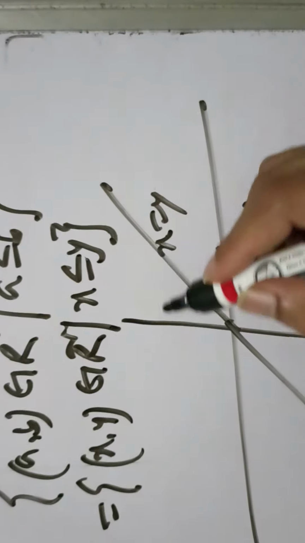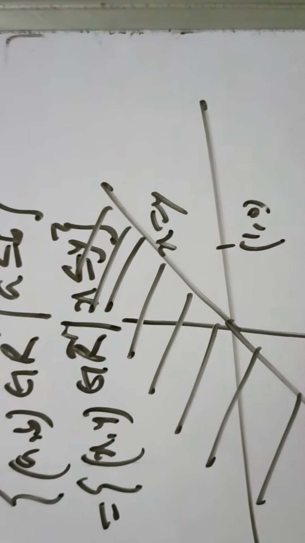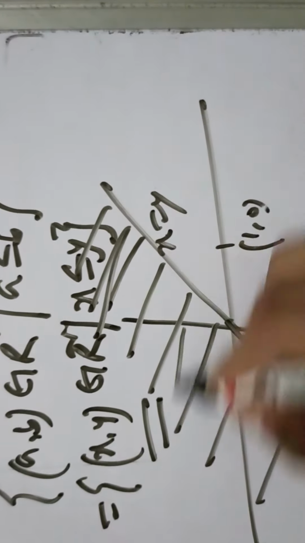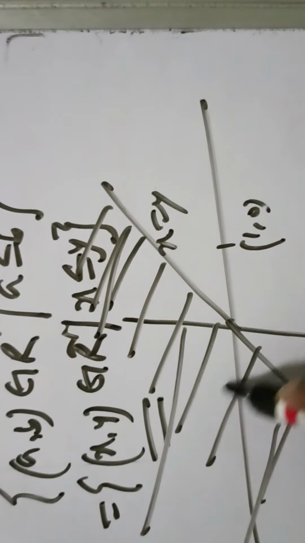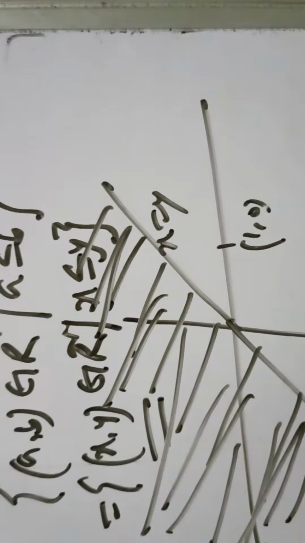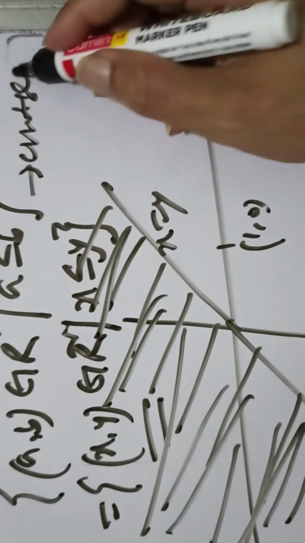So this set says you have to consider the points that lie on this line. How many points are on the line? Uncountably many points. So this is uncountable. So option 1 is correct, and this set is uncountable.